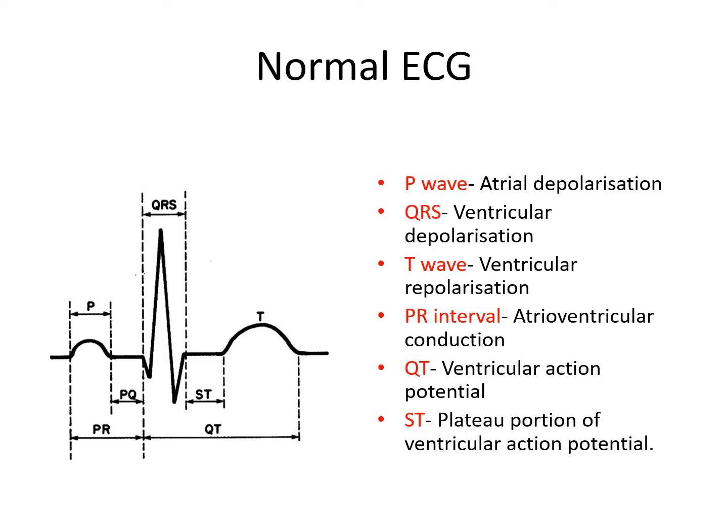Coming on to the intervals, the PR interval, which starts from the beginning of the P wave to the beginning of the Q wave, signifies the duration taken for atrioventricular conduction. The QT interval, which is from the beginning of the Q wave to the end of the T wave, signifies the entire ventricular action potential, which will include both depolarization and repolarization. The ST segment signifies the plateau portion of the ventricular action potential. The segments are basically these intervals without the waves included in them.